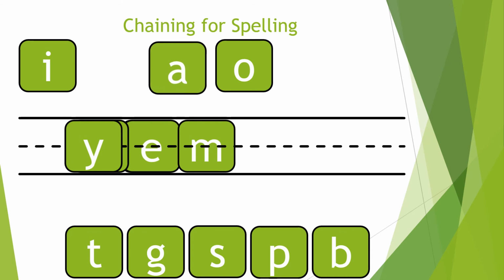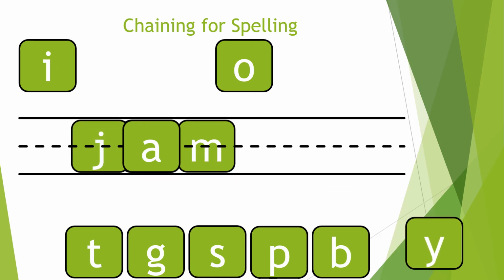Let's change the E to an A. Now what's my word? Yam. Let's change yam to jam. That means I need to take away the Y and add a J. Jam. Let's change jam to jag. I need to take away the M and add what letter?